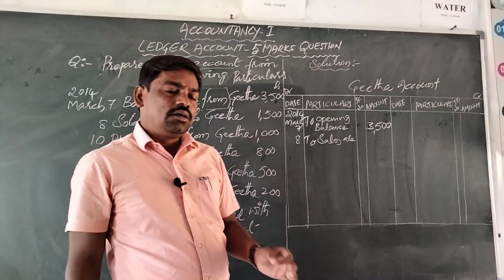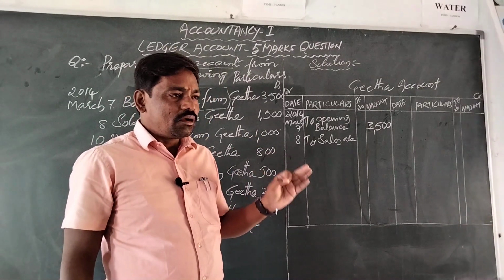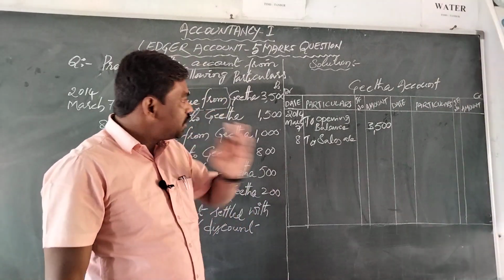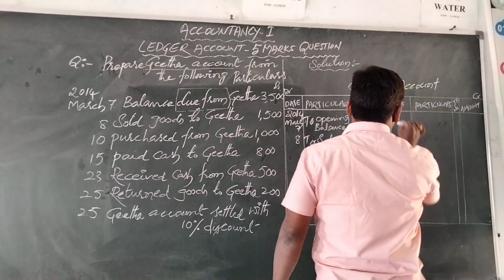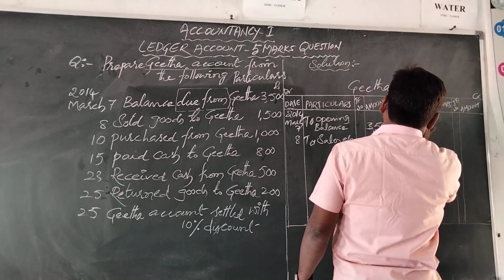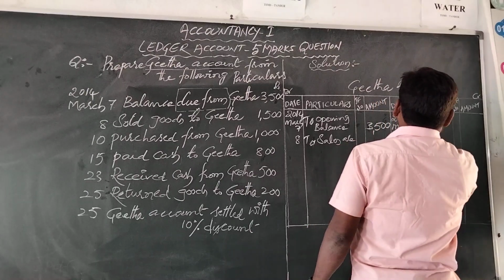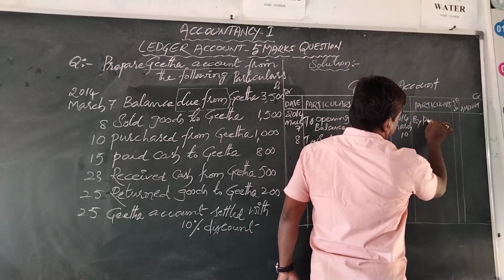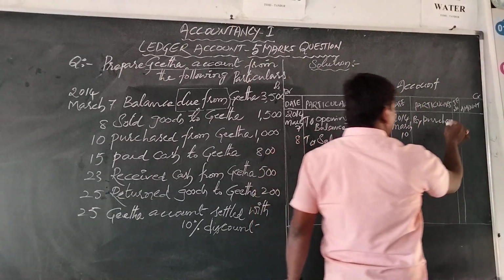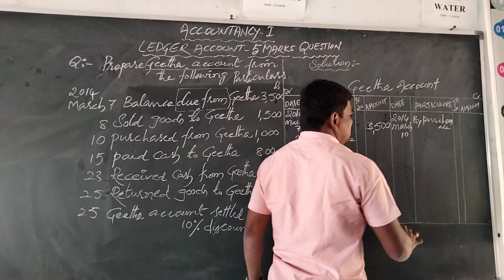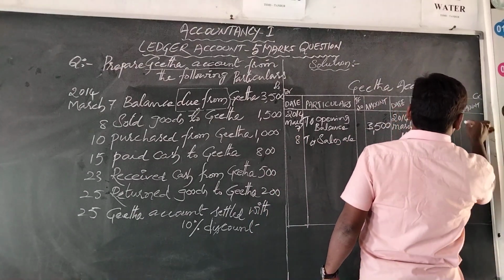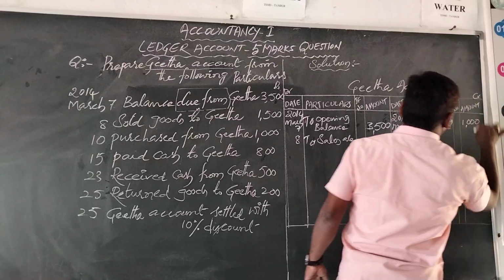Yes, giver. As per personal account principle, we credit the giver account. So here Geeta account should be credited. Date 2014 March 10th, by purchases, or you can write goods purchases. Both are accepted. Either you can write purchases account or goods purchases account. Amount of rupees 1,000.